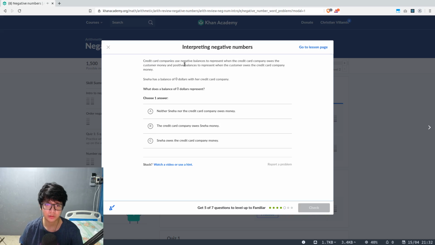Credit card companies use negative balances to represent when the credit card owes the customer money. Oh, okay. The person when the customer owes their credit card company.